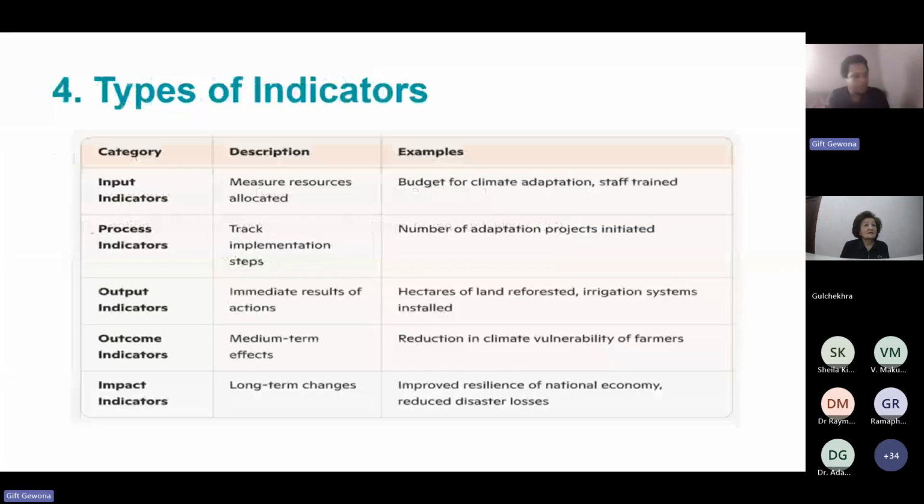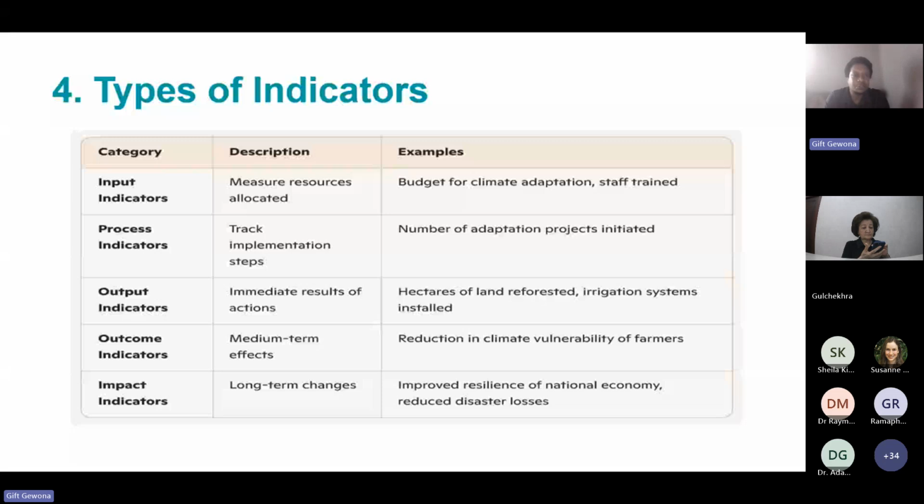So we don't have much time, so I will just try and shorten my presentation. In tracking adaptation, what types of indicators are we looking at? We've got basically 5 broad indicators. We have what we call input indicators, which measure resources allocated, for example budget for climate adaptation, staff that have been trained, farmers that have been trained, etc. Then there are process indicators, which are helpful in tracking implementation steps. For instance, on a basic level, the number of adaptation projects initiated.